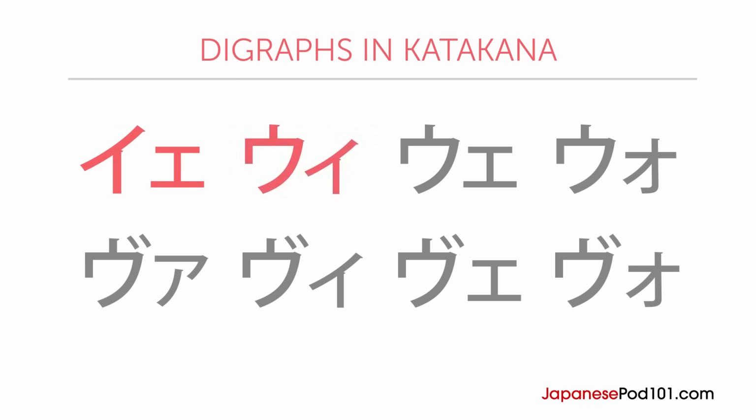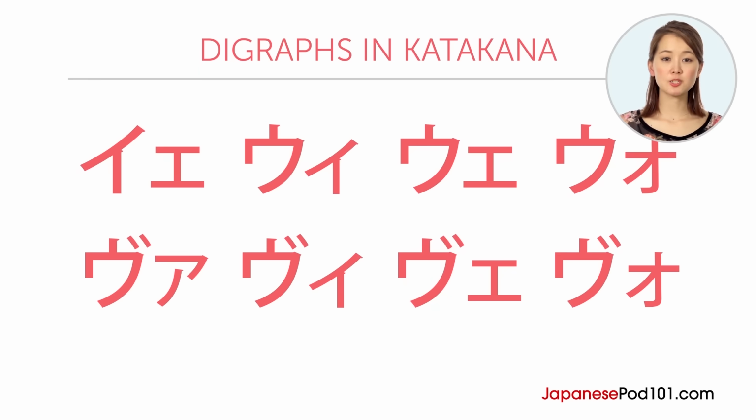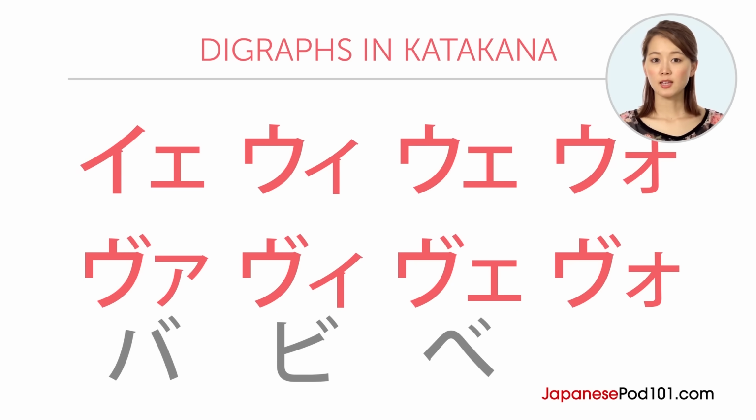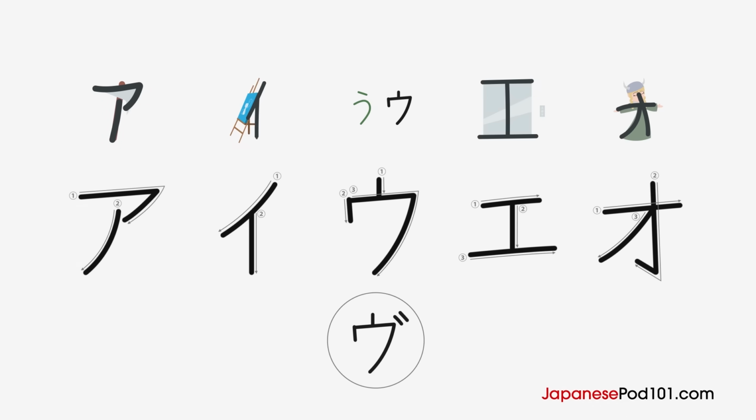Ye, wi, we, wo, va, vi, ve, vo. Since most Japanese people can't distinguish between the v and b sounds, these last four digraphs tend to also be spelled using the b characters, ba, bi, be, and bo. I'll be teaching you more katakana digraphs when we encounter the character that the small vowels could be paired up with. Let's see all the characters again.